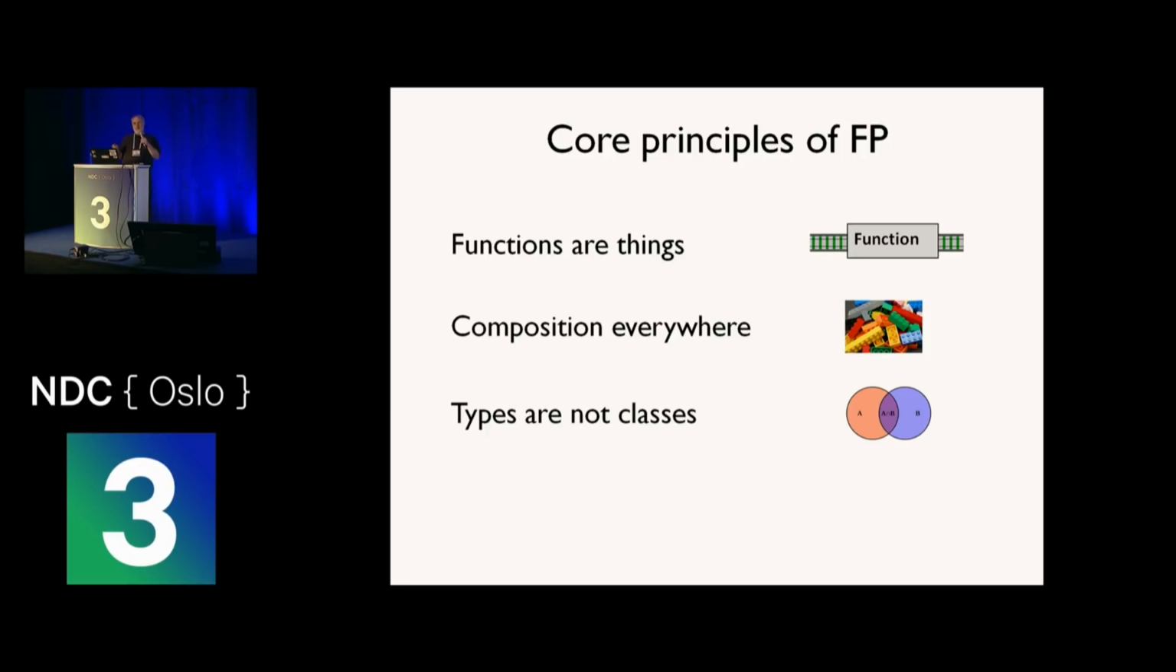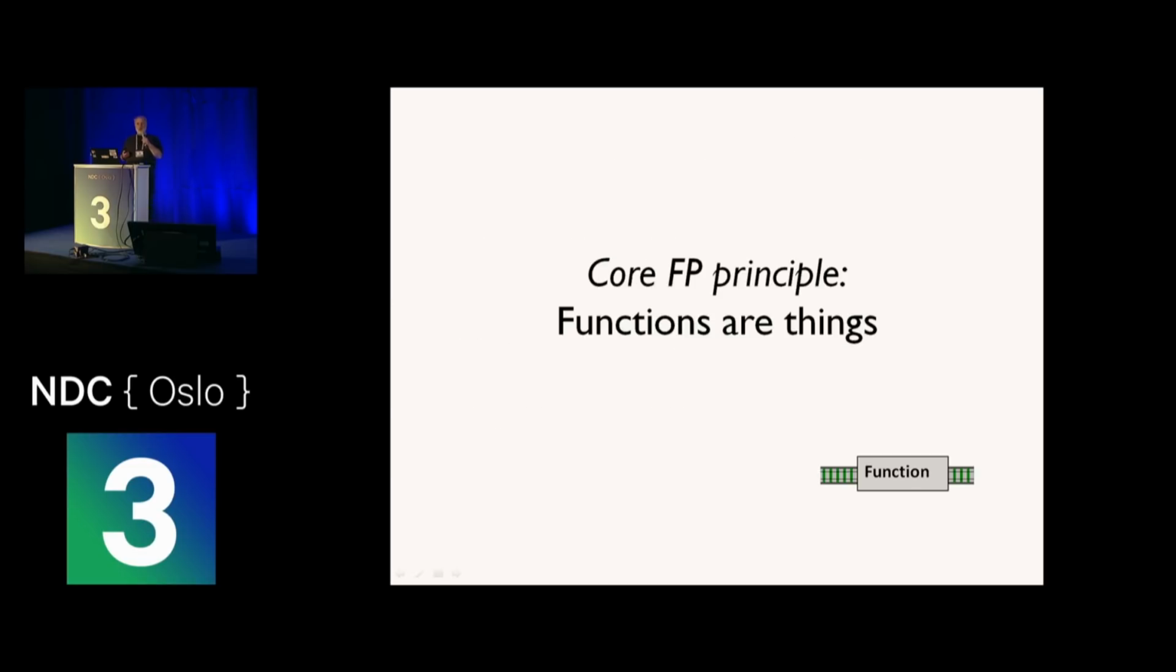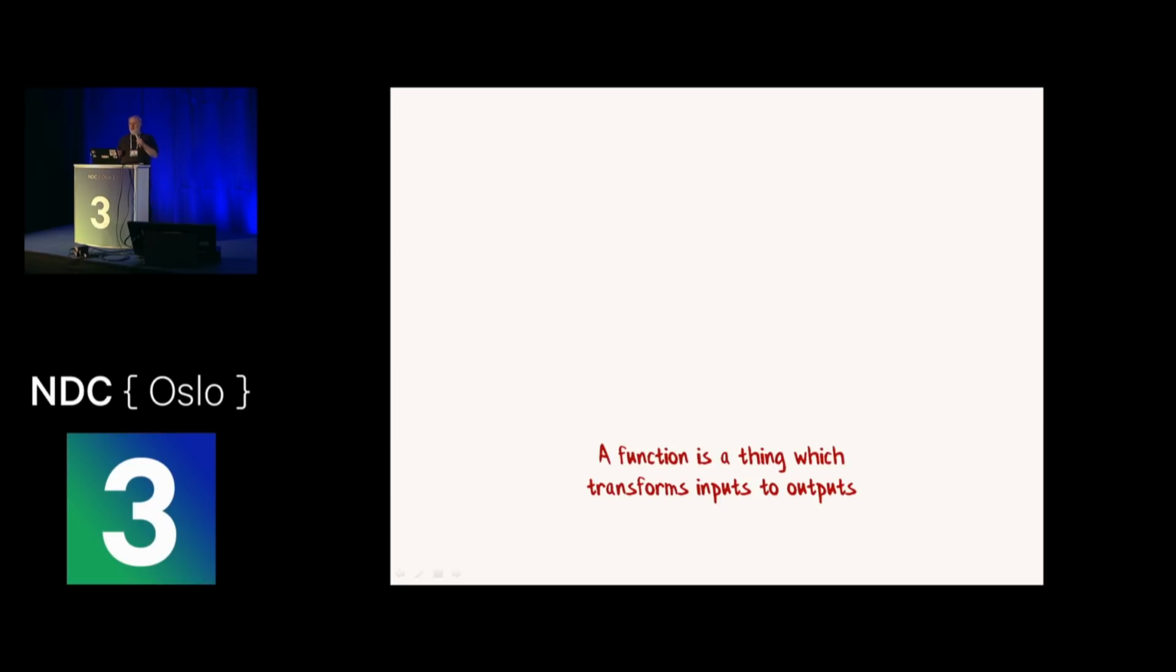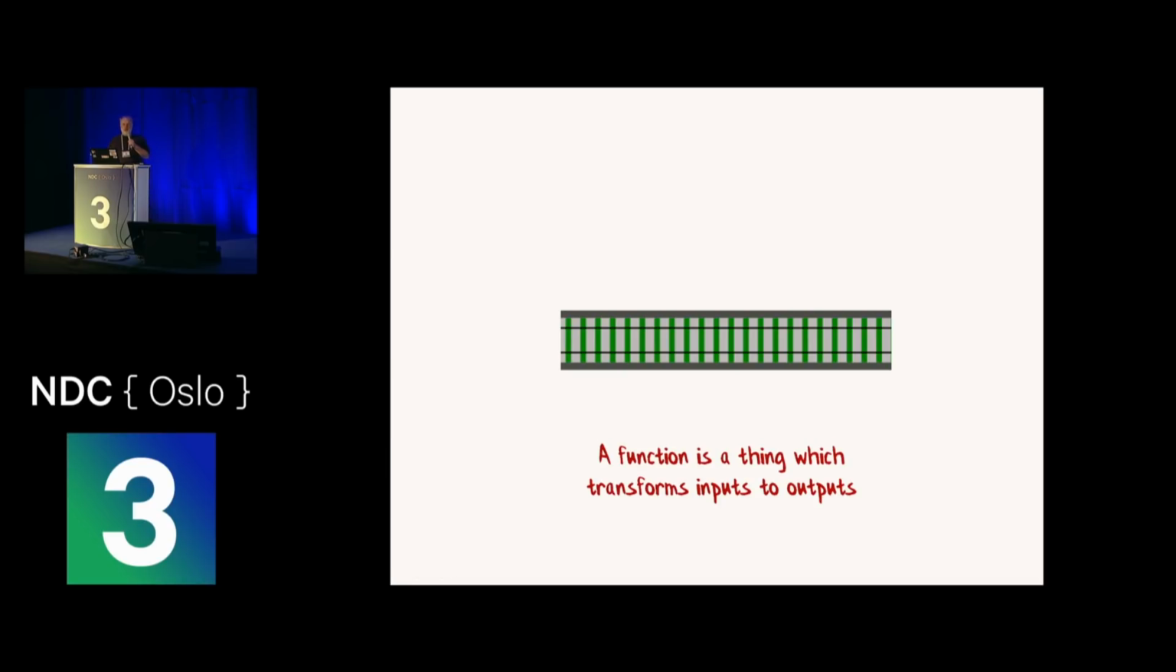Okay, they're sort of more like sets, and I'll demonstrate what I mean by that in a minute. So let's start with functions. A function, like I say, I like to think of as a little bit of railway track, and it transforms inputs to outputs. There's a little tunnel on this railway track, the tunnel of transformation.